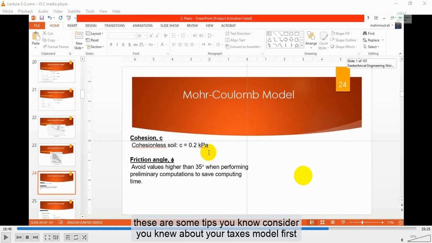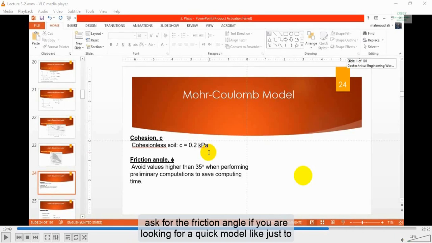These are some tips you need to consider when you build your Plaxis model. First, the cohesion value cannot be zero, even for cohesionless soil. This can be attributed to the presence of some elements in the stiffness matrix that have cohesion, or c, in the denominator. If you divide any number by 0, this will give you an undefined value, and this may cause some computational problems. So, if you have cohesionless soil with a real cohesion of 0, when you define this soil in Plaxis, use a cohesion value of 0.2 kilopascal.